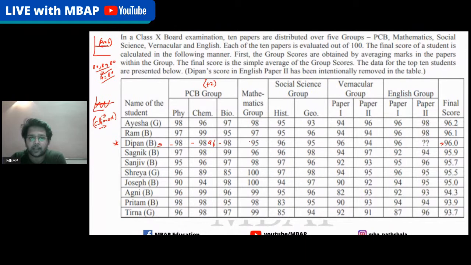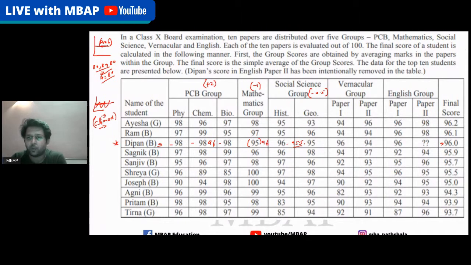The second value, math, is 95. You wanted this value to be on 96. Can we say this value is 1 less than the average? Most of you will agree. Next value, social science. There are two papers, 96 and 95. The average for these two papers is going to be 95.5. So can we say this value is 0.5 less than the average?